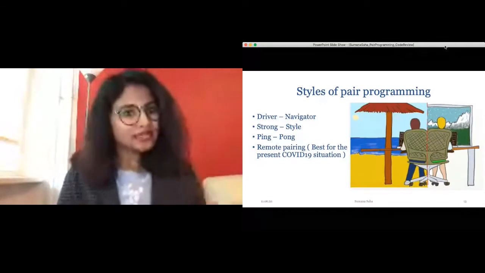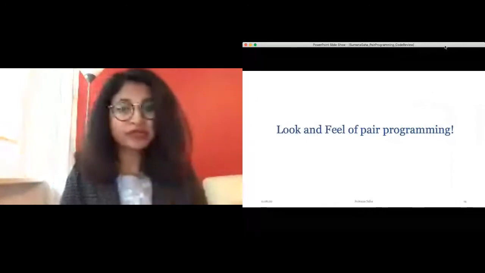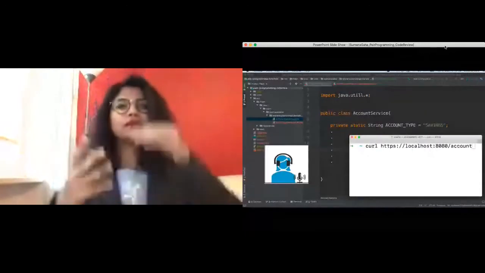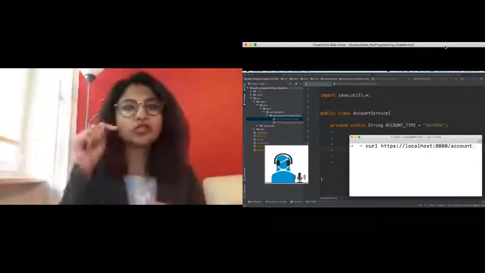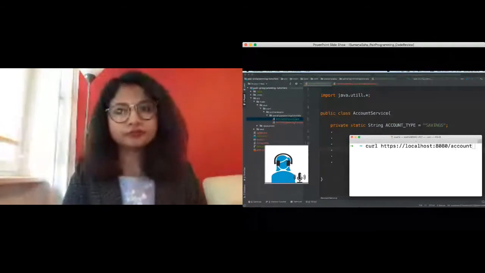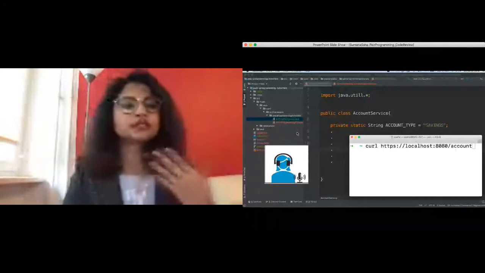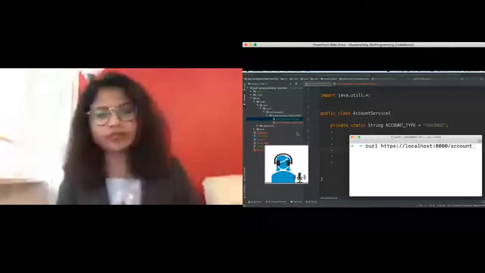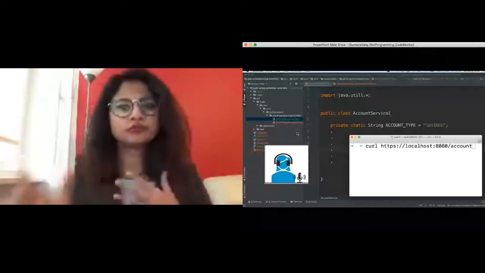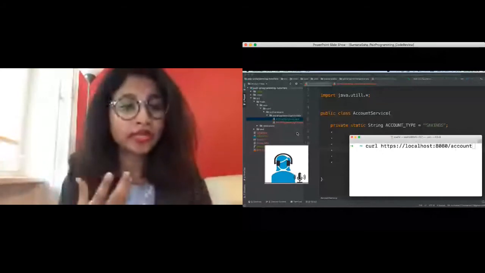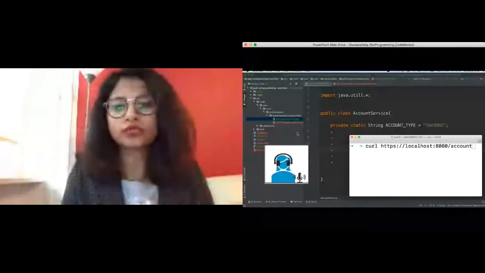Now let's take a look at the look and feel of pair programming, which is remote programming. To be honest, you can see that one person is writing code, an account service, and another person is not with him, but in a remote area. He is over Skype, over Microsoft Teams, or using any kind of technological software, assisting the other programmer to write the code.